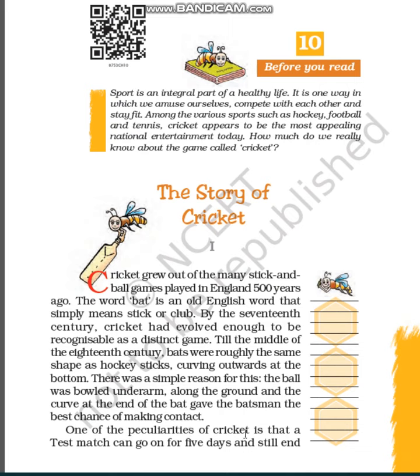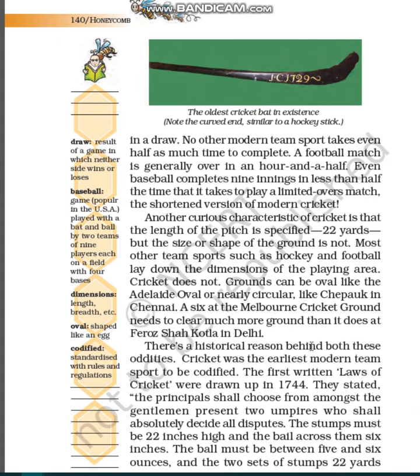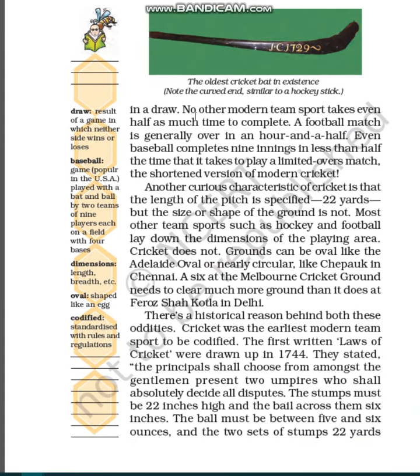One of the peculiarities of cricket is that a test match can go on for 5 days and still end in a draw. No other modern team sport takes even half as much time to complete. A football match is generally over in an hour and a half. Even baseball completes 9 innings in less than half the time that it takes to play a limited over match, the shortened version of modern cricket.